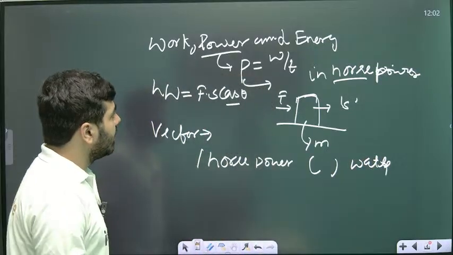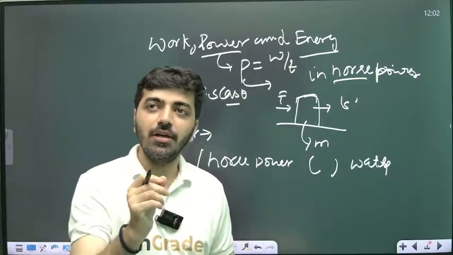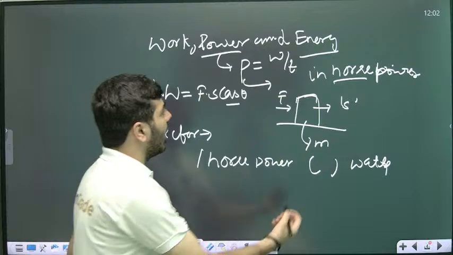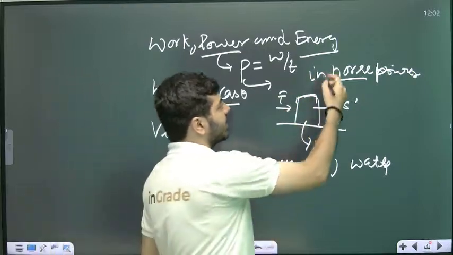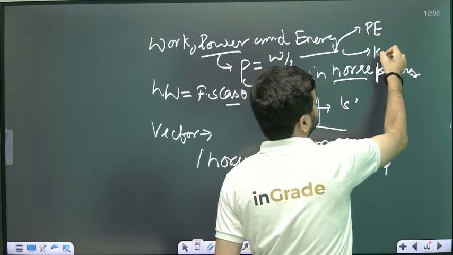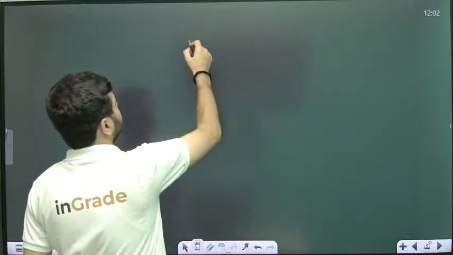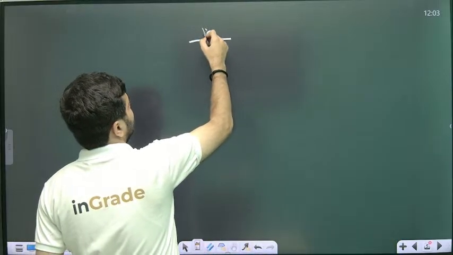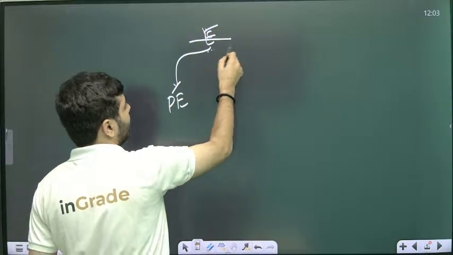Okay, and simply I defined energy. The capacity of doing work is called energy. I have told you that we have two types of energy: one is potential energy and another is kinetic energy.